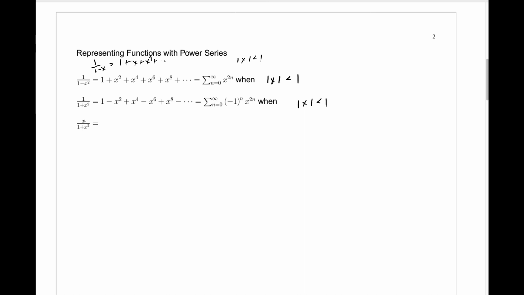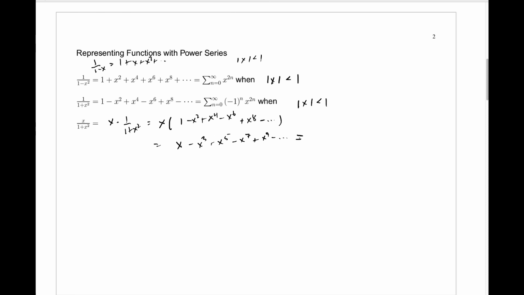How can we represent a function like x over 1 plus x squared? Well, we can think of this as x times 1 over 1 plus x squared. And I can think of multiplying that x into each term of the series. That's x times 1 minus x squared plus x to the 4th minus x to the 6th, which is just from the series above, plus x to the 8th, etc. In other words, we get x minus x cubed plus x to the 5th minus x to the 7th plus x to the 9th minus etc.